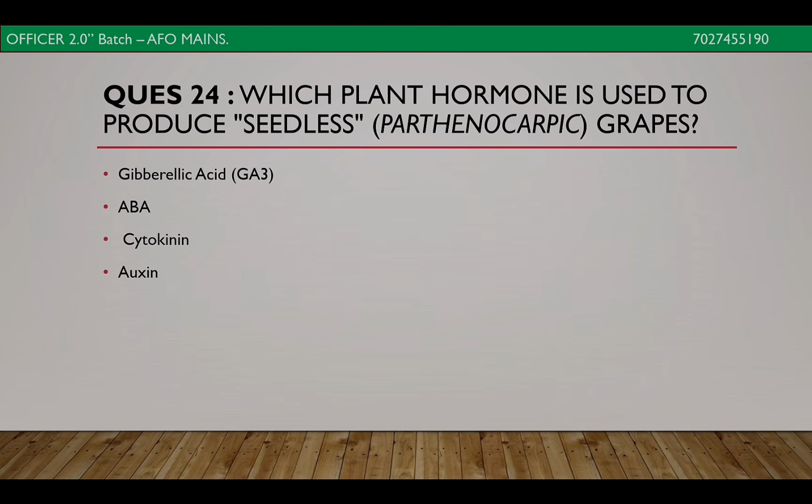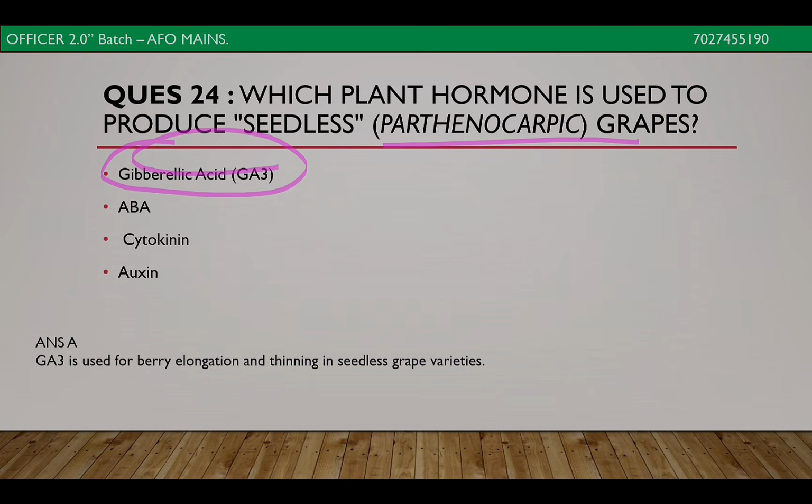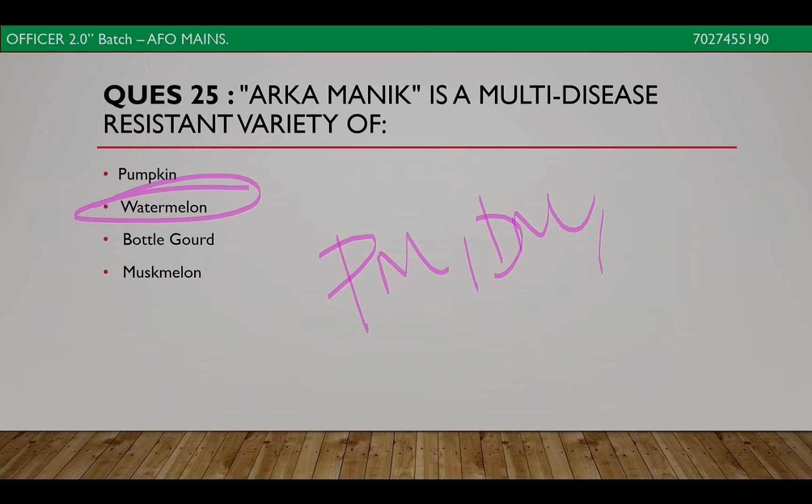Which hormone is used to produce seedless or parthenocarpic fruit in case of grapes? In case of grapes, we generally use gibberellic acid for development of parthenocarpic grapes. Right. Now the next question. The next question is, Arka Mani is a multi-disease resistant variety of what? Arka Manik is a variety of watermelon, generally developed by ICAR, and it shows resistance to powdery mildew, downy mildew, and anthracnose.